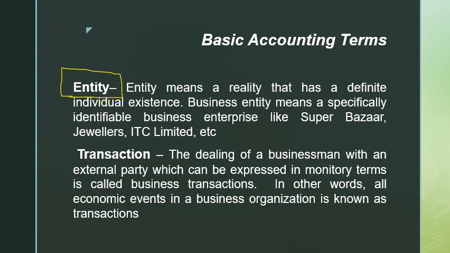And the second one, transaction. Transaction is the dealing of a businessman with an external party which can be expressed in monetary terms, and is called a business transaction. So all the dealings of the business in monetary terms can be a business transaction. Business transaction refers to all the dealings of the business with its external parties expressed in monetary terms. So we can say that all the economic events which are external and internal to this business can be treated as transactions.